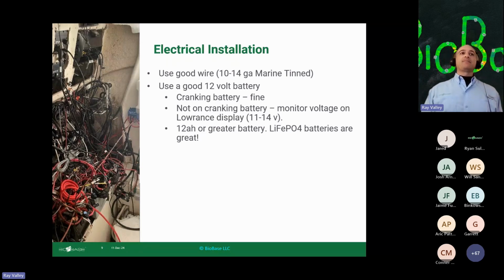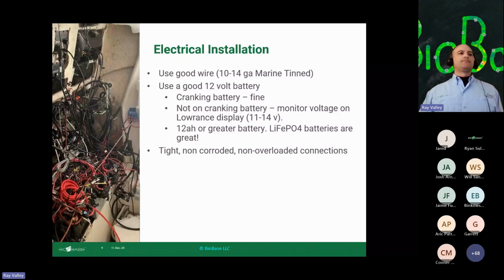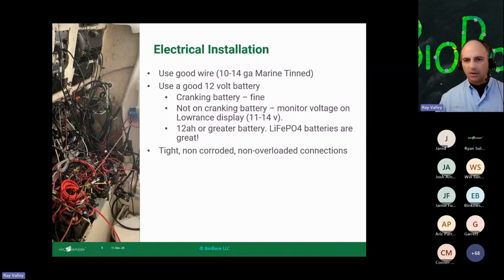If you're not using a cranking battery, you can get lithium iron phosphate batteries, and they're great. They last a long time, but be monitoring that voltage. Make sure you're getting 11 to 14 volts, and you can put that voltage display on the Lowrance unit, which is a really great feature. Make sure your connections aren't overloaded.